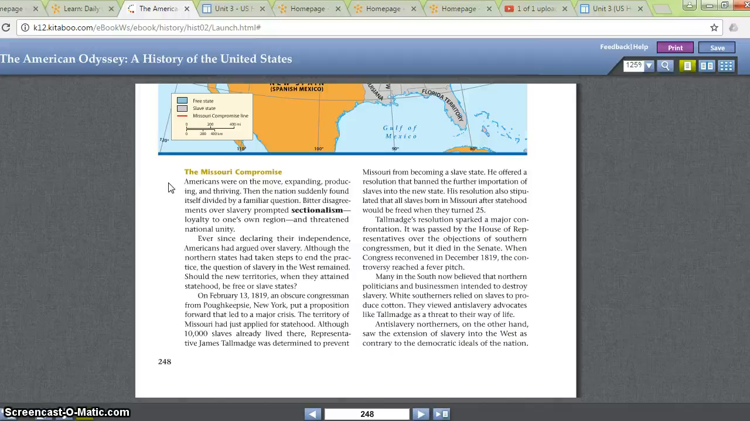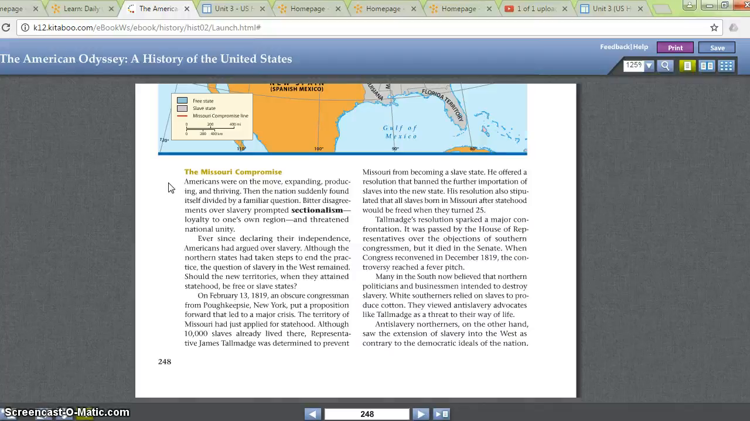On February 13, 1819, an obscure congressman from Poughkeepsie, New York, put a proposition forward that led to a major crisis. The territory of Missouri had just applied for statehood. Although 10,000 slaves already lived there, Representative James Tallmadge was determined to prevent Missouri from becoming a slave state. He offered a resolution that banned the further importation of slaves into the new state. His resolution also stipulated that all slaves born in Missouri after statehood would be freed when they turned 25.